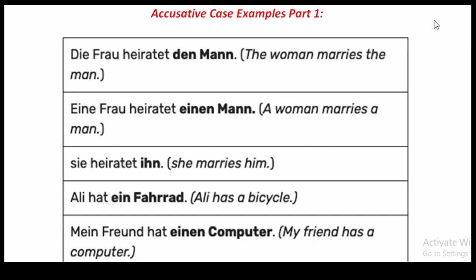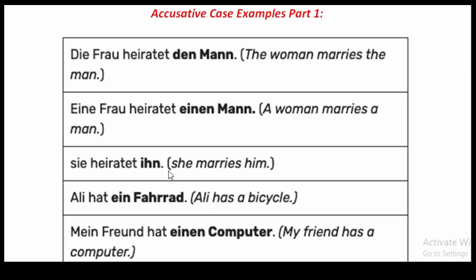Let's start. All these bold words in these examples are basically objects. First example is die Frau heiratet den Mann. The woman marries the man. So you have the object here, den Mann, a masculine noun. So we write der into den in object or in accusative case. Eine Frau heiratet einen Mann. So these are indefinite articles. A woman marries a man. The first example is with definite articles. This is with indefinite articles. The highlighted one is basically the object.